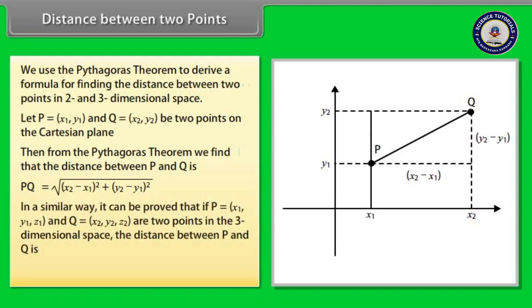In a similar way, it can be proved that if P = (x1, y1, z1) and Q = (x2, y2, z2) are 2 points in the 3-dimensional space, the distance between P and Q is PQ equal to the square root of (x2 minus x1) squared plus (y2 minus y1) squared plus (z2 minus z1) squared.